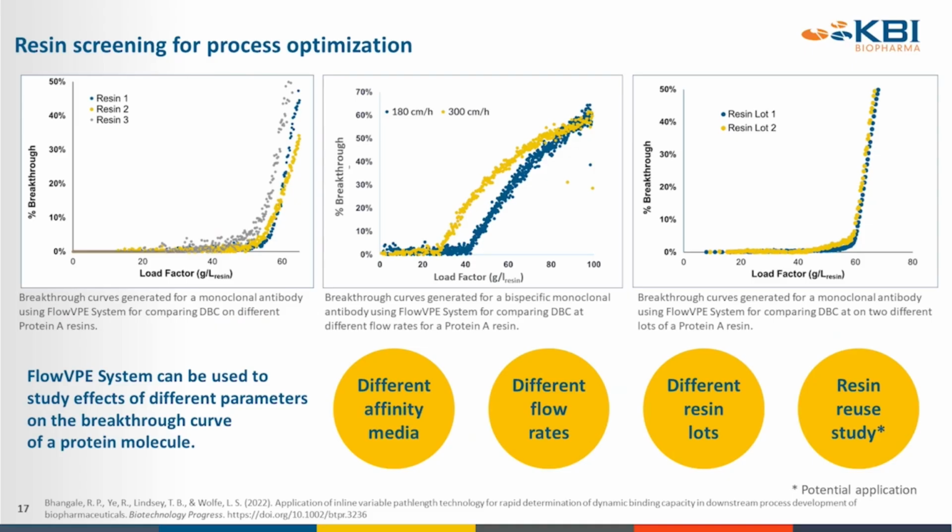Similarly, you can use the same technique to look at other features or other factors in the process, like different flow rates, different resin lots, how long you've reused it, lifetime of the resin. And each time you can see the dynamic binding capacity here. So you can use it for screening the resins and understanding them very well without having to send lots of samples over to your colleagues in the analytical labs.